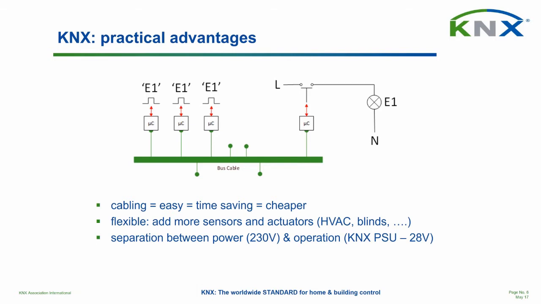Also important, not to forget, is that there is a complete galvanic separation between power consumption and operation. The power, typically here in Europe, is 230 volt. For operation, in this specific case in KNX, we use power supply units of 28 volt. So that's really also safe. So that's for the practical advantages.